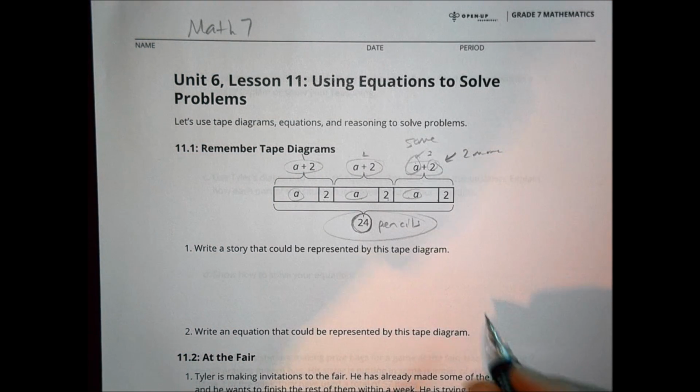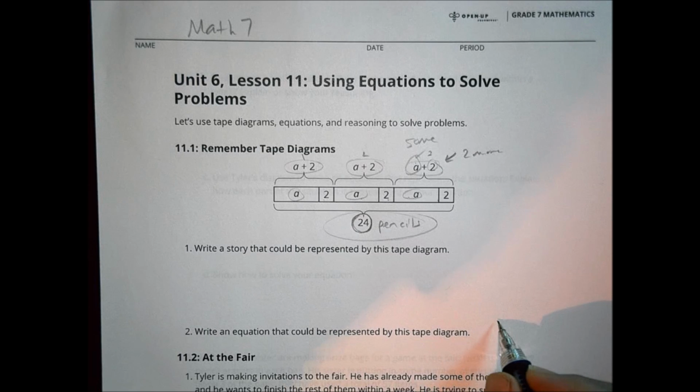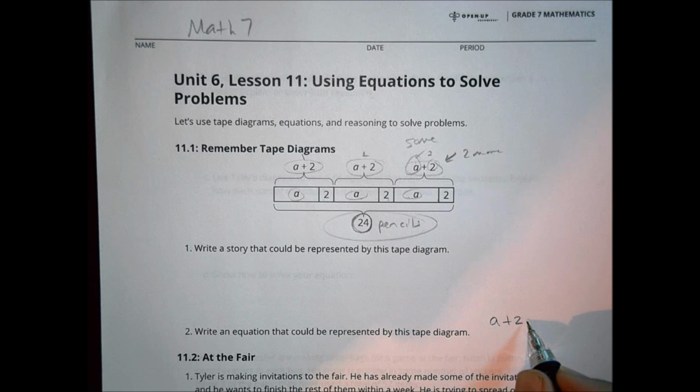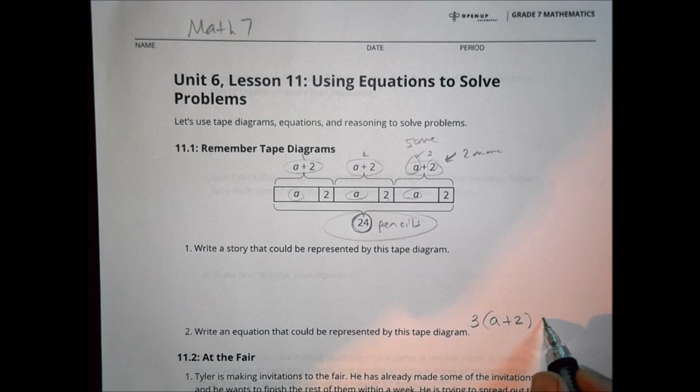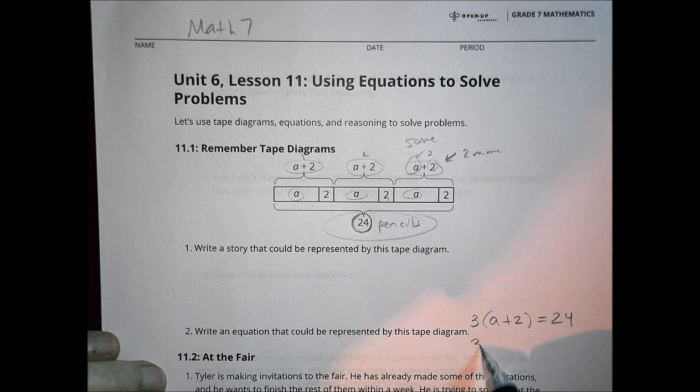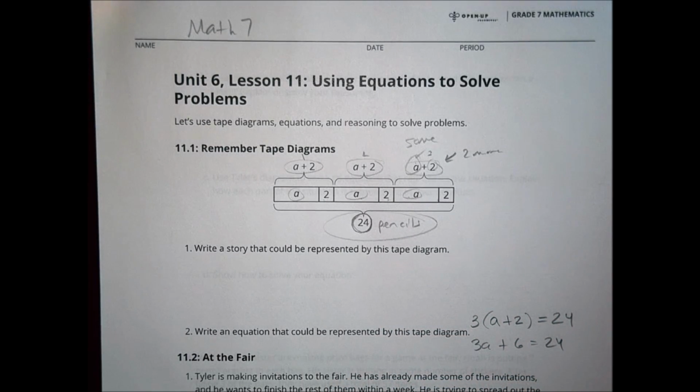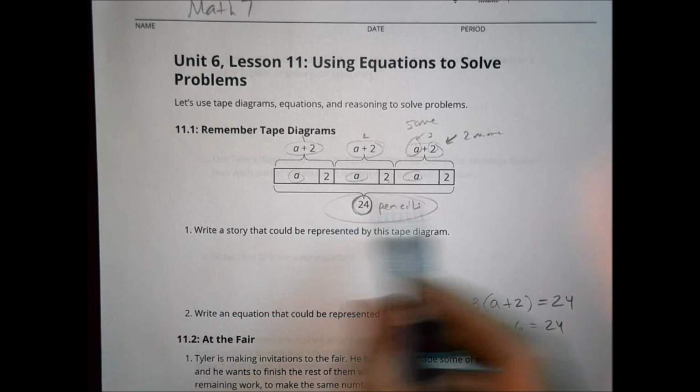As an equation, that would look something along the lines of he gives each person some pencils plus 2 more, and because there are 3 friends, that's a plus 2 times 3, and in total we know that he started with 24. That's what that could look like in terms of an equation to represent that tape diagram. We could also distribute that, and it could also be 3a plus 6 equals 24, and that would also be another equation that would be acceptable for what we see in this tape diagram.